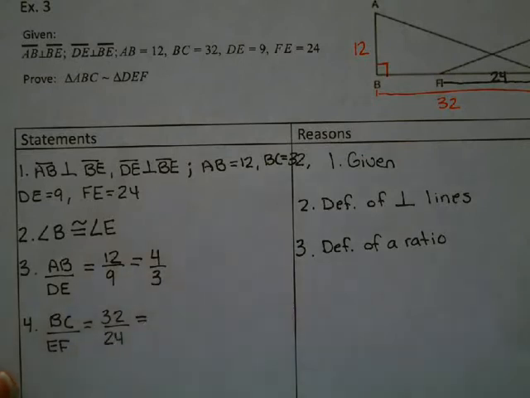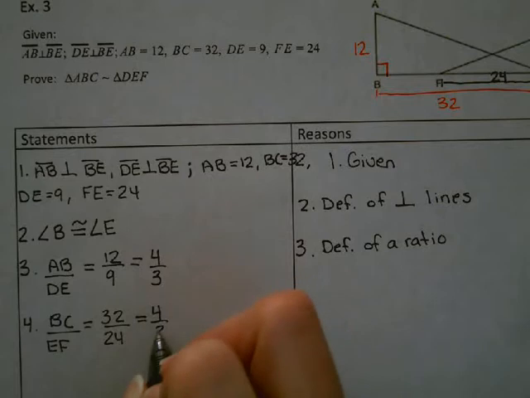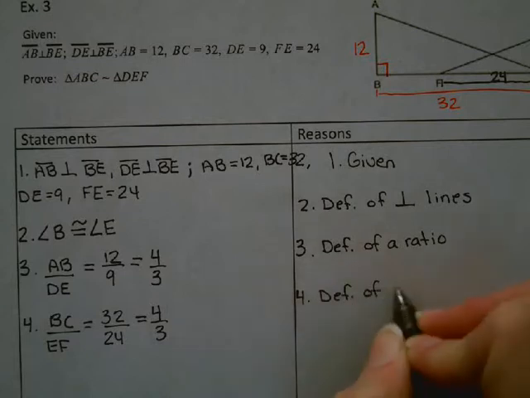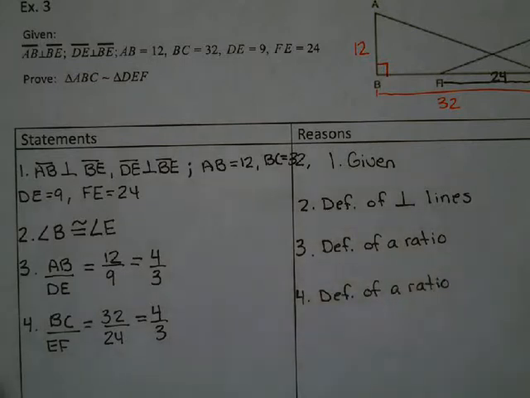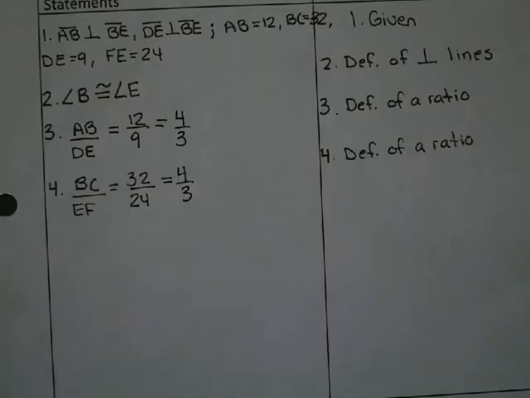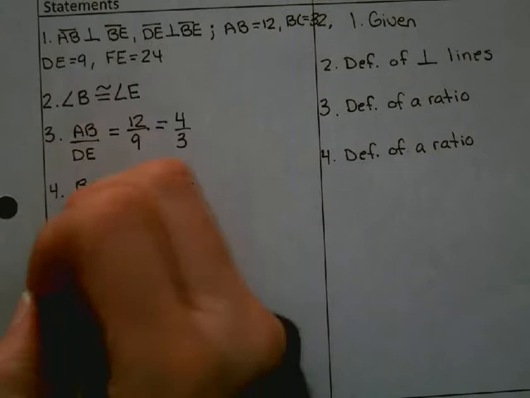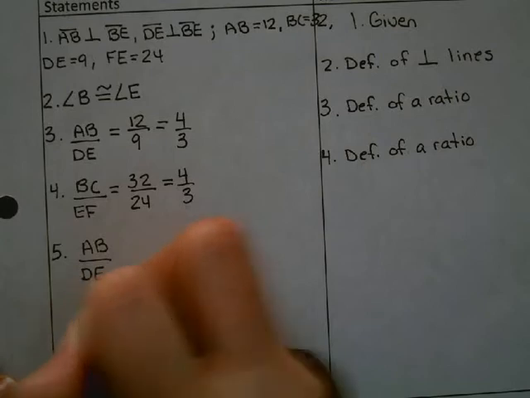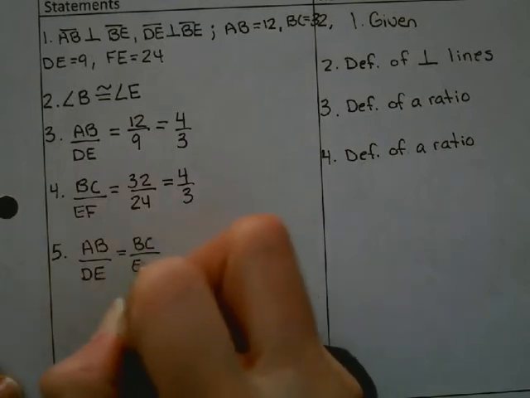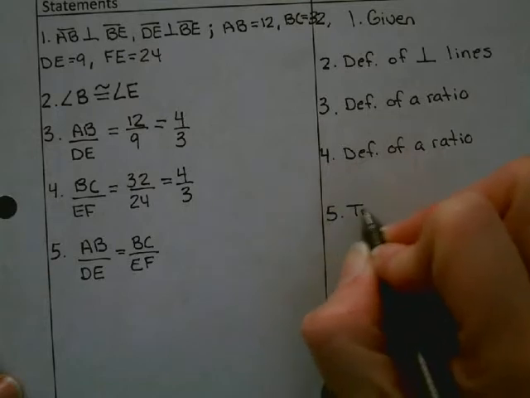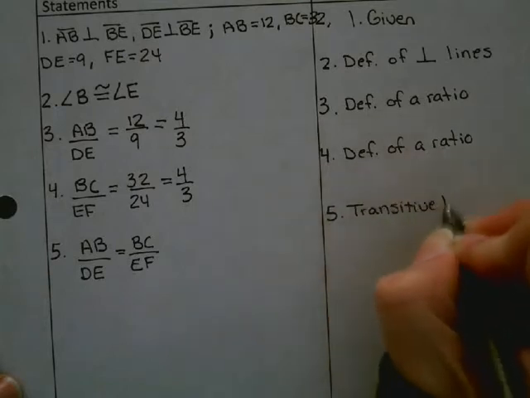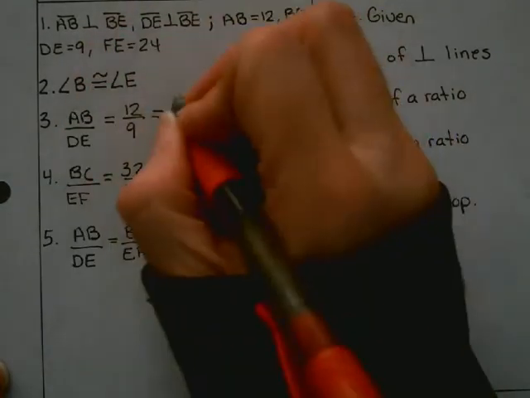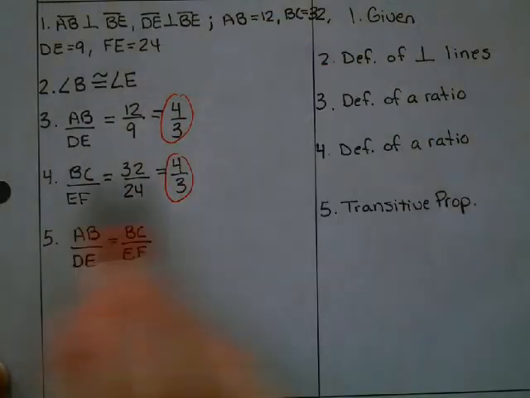Those can both be divided by 8. So that would be 4 over 3. Same reason, we set those together as a definition of a ratio. A ratio is a comparison of two sides, so that's a fraction. You'll notice in this case, the two fractions came out to the same thing. So we learned a property that says if two things equal the same thing, those are equal to each other. That property was called transitive property. Hopefully you remember that. We've been using that one a lot. If this fraction equals 4/3, that fraction equals 4/3, if they both equal 4/3, then they have to be equal to each other.